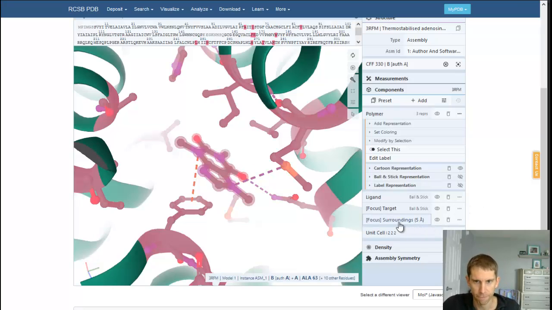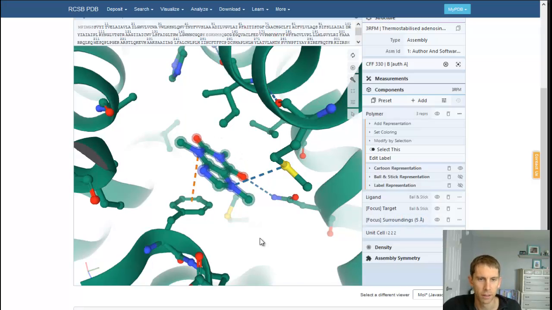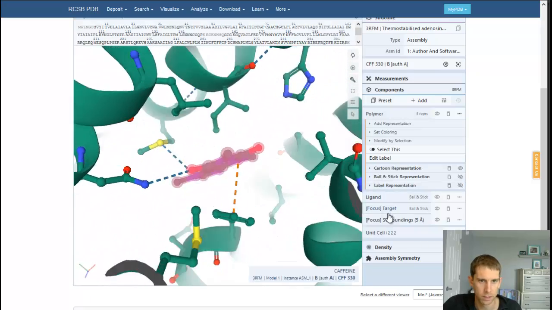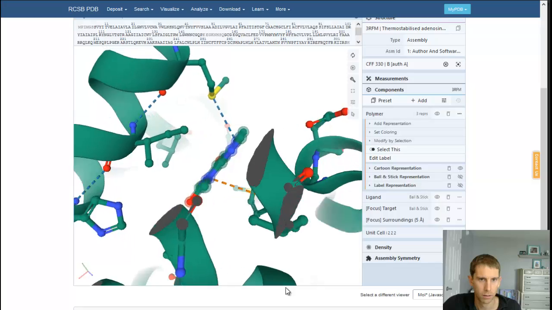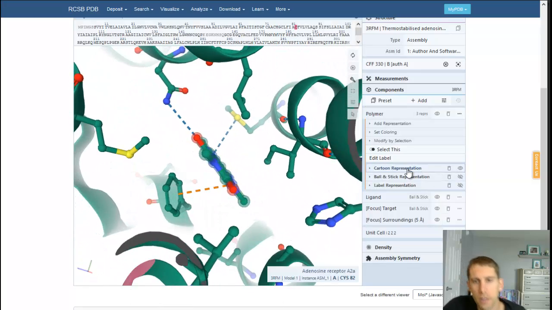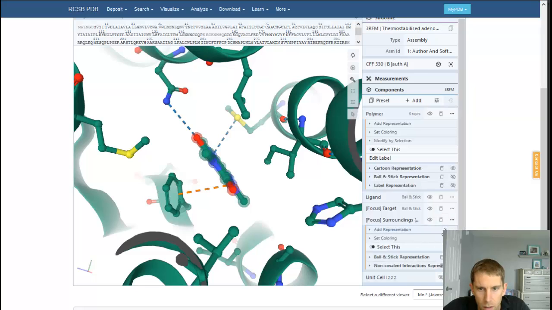It gave me my focus surroundings at 5 angstroms in length, everything around it. It shows the different hydrogen bonding interactions as well as other interactions happening with the caffeine. And it shows all the amino acids very close to it. Now, I turned it back to the cartoon representation, but notice that when my focus target is the ball and stick, and for the surroundings, that is selected at ball and stick representation.